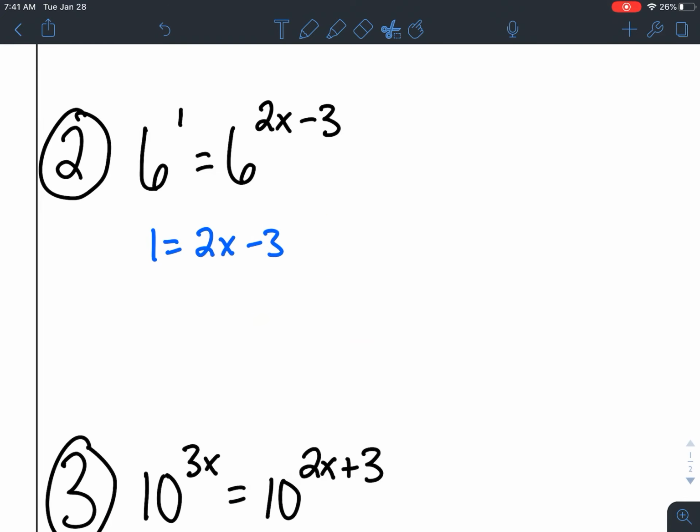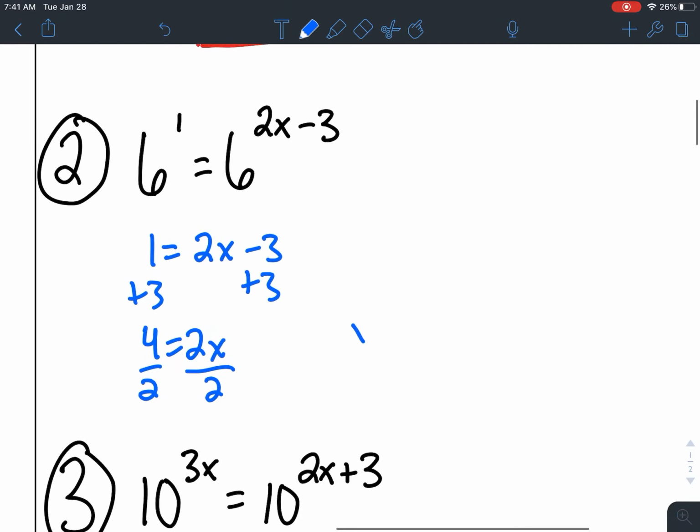So here my base is 6. 1 is the exponent on the left side. 2x minus 3 is the expression on the right. If I set those equal to each other and solve, I'm going to add 3 on both sides first. That gives me 4 equals 2x. I divide by 2, and I get that x is positive 2.